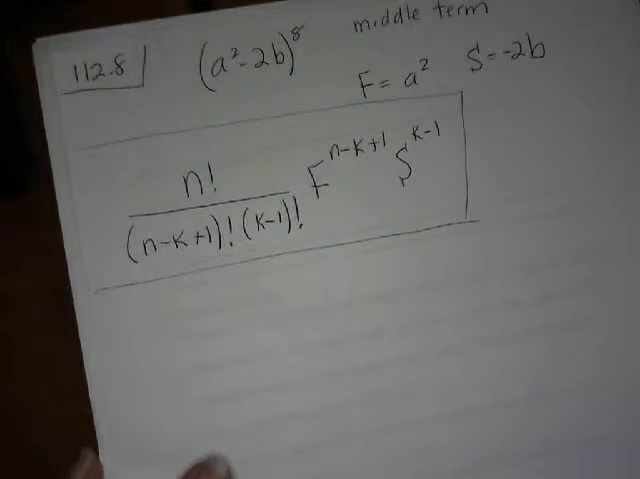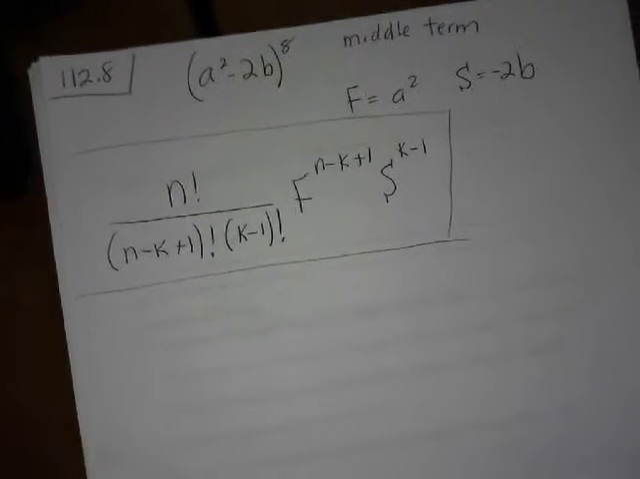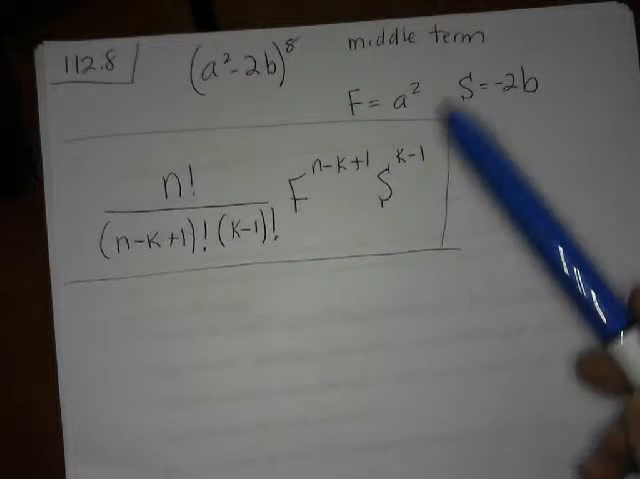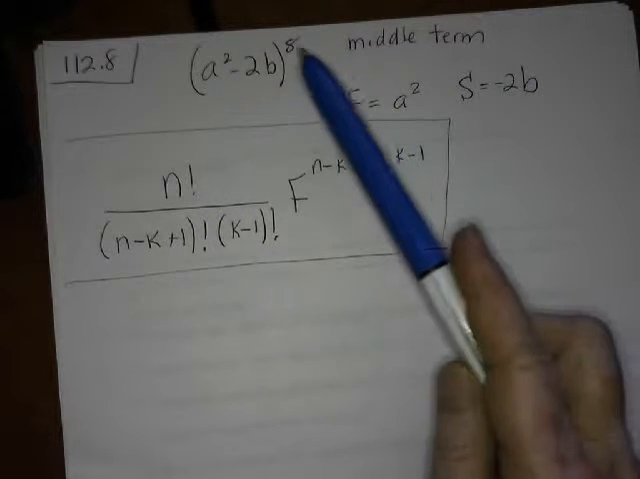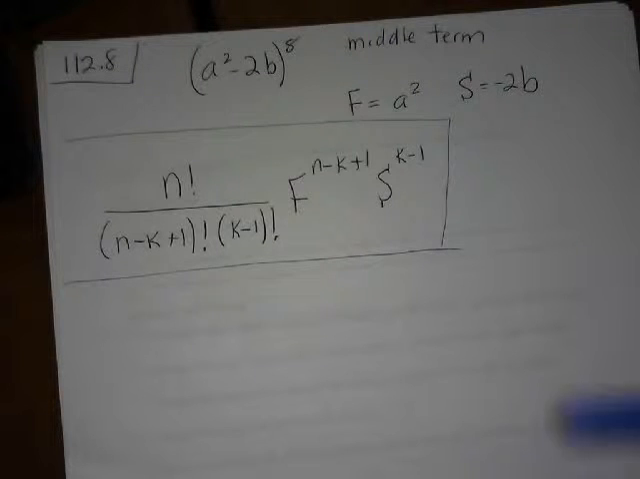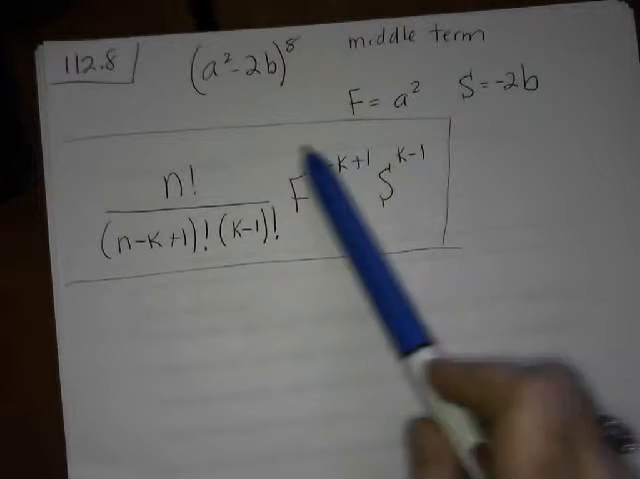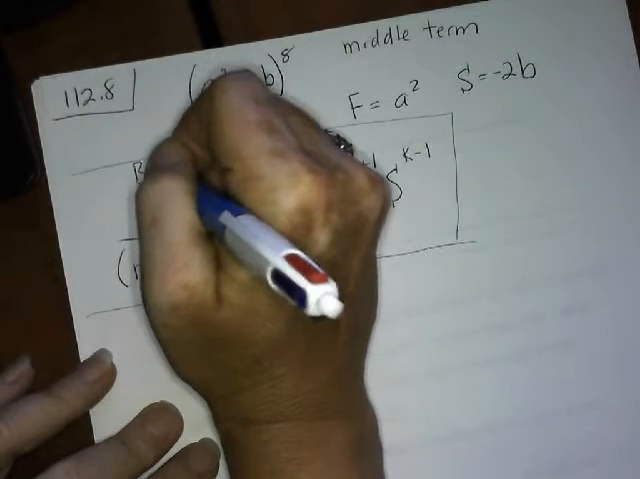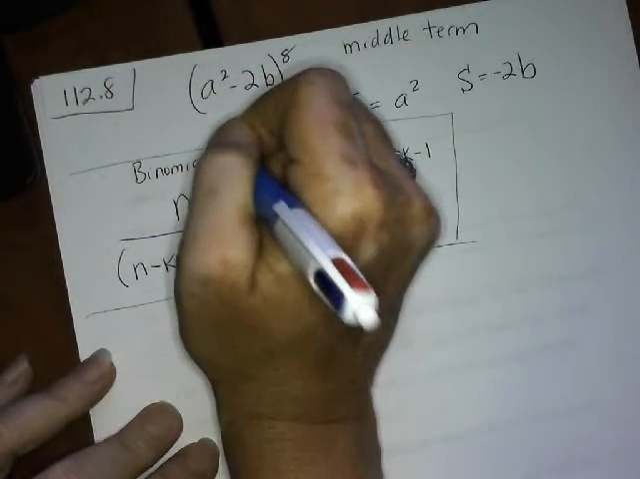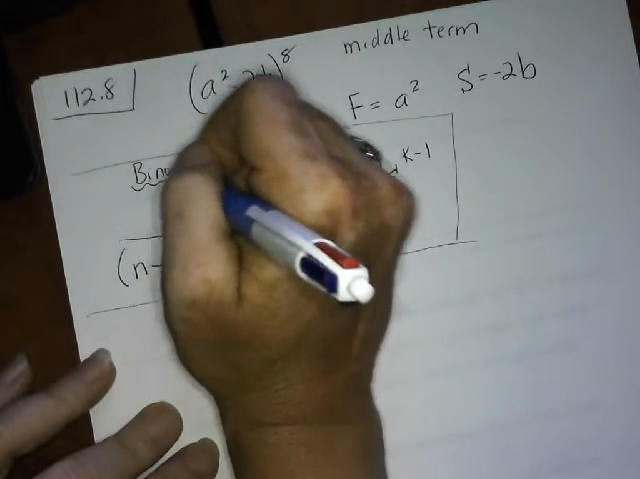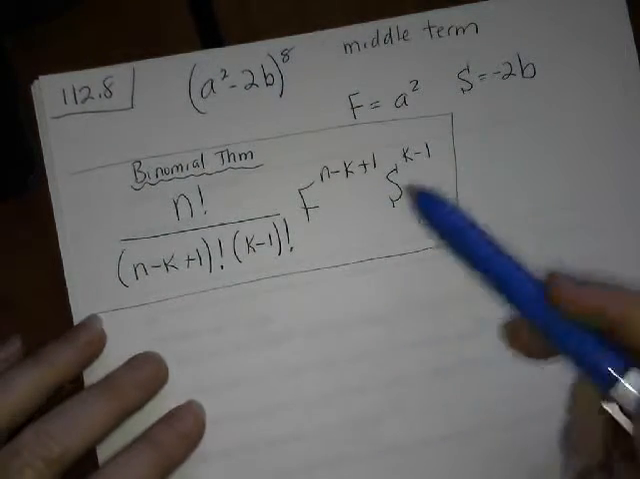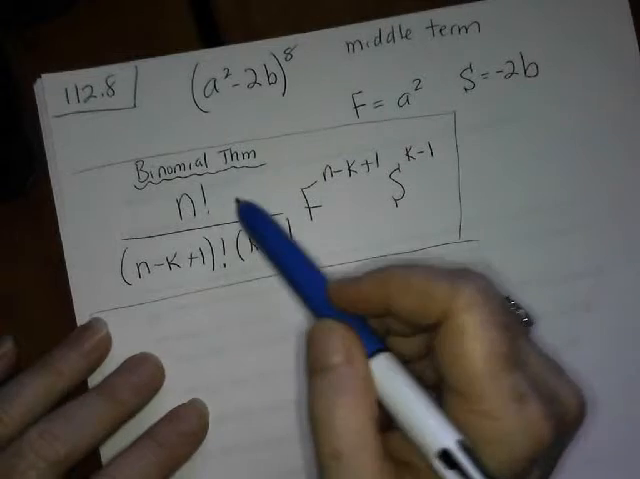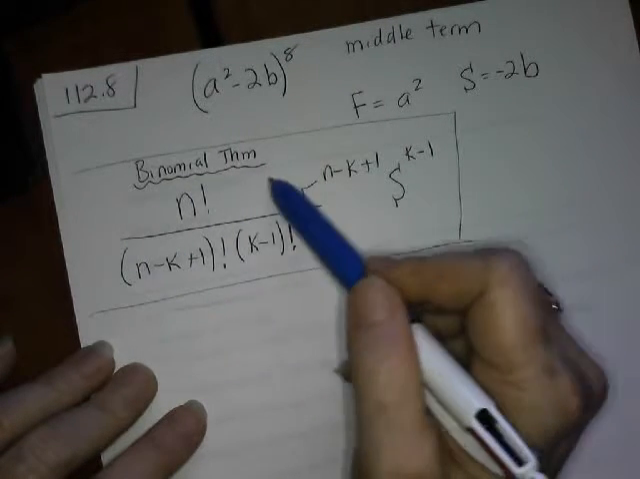Okay, this is problem 8 from lesson 112, and it wants us to find the middle term of this binomial expansion. We've been given a formula. This is the binomial theorem. What the binomial theorem does for us is this thing right here can give us our coefficient.